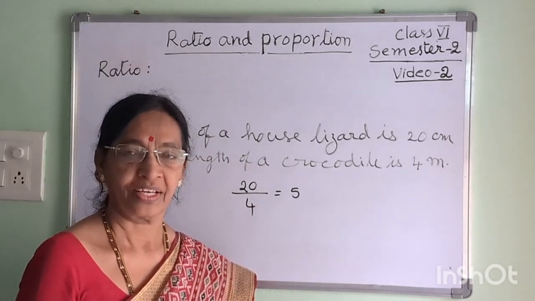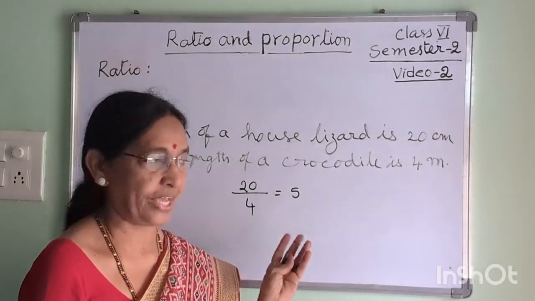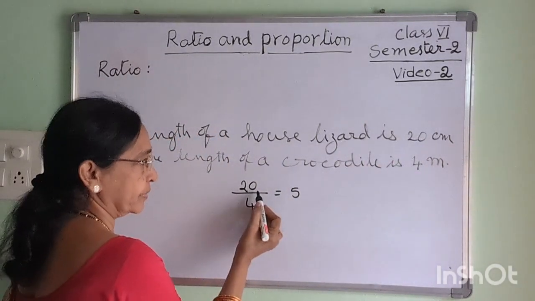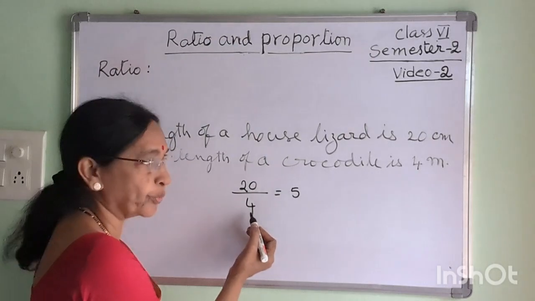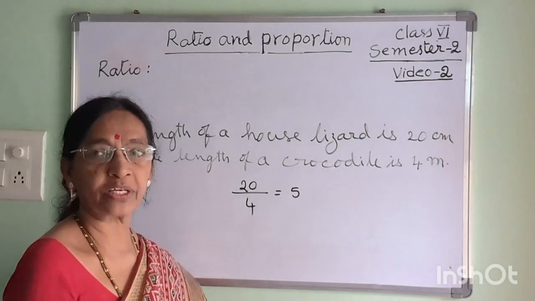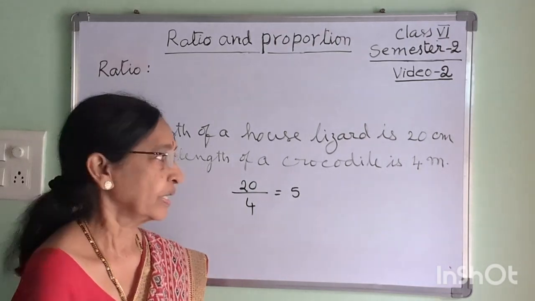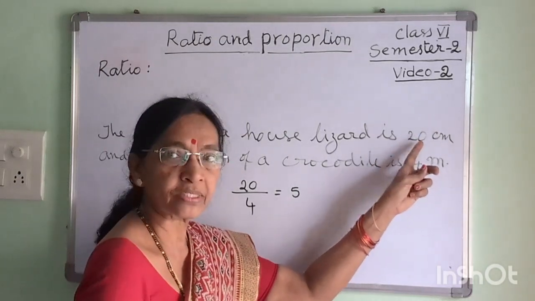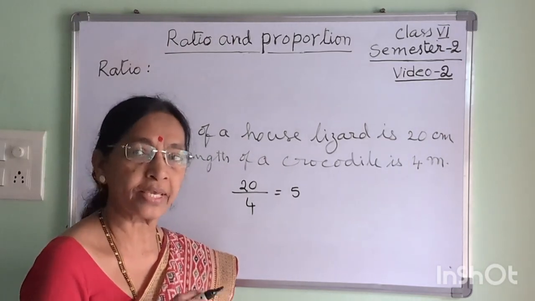Is it true? It looks absurd. But what is the mistake we have done in this calculation? The length of the lizard is 20 centimeters. We have put 20 centimeters. And the length of the crocodile is 4 meters. We have used 4 meters, but these two are in different units. Therefore, in finding a ratio, we have to convert the two quantities into the same units. So, we have to convert these meters into centimeters or these centimeters into meters. Either way, you have to take both the measurements in the same units.